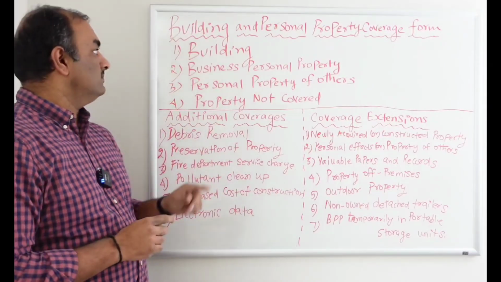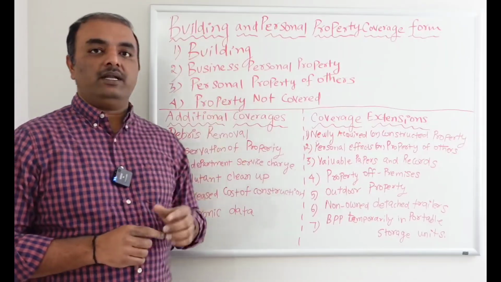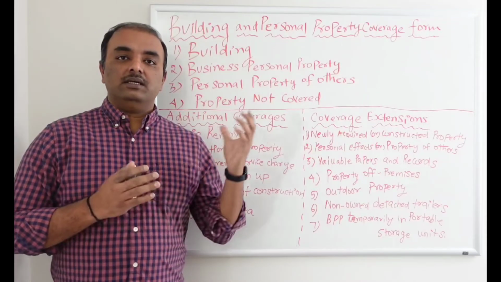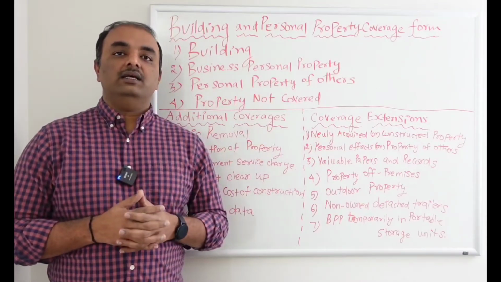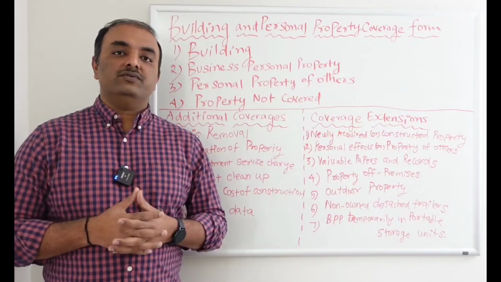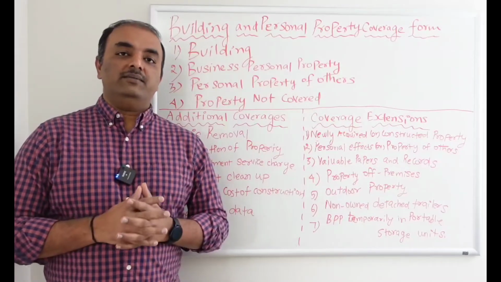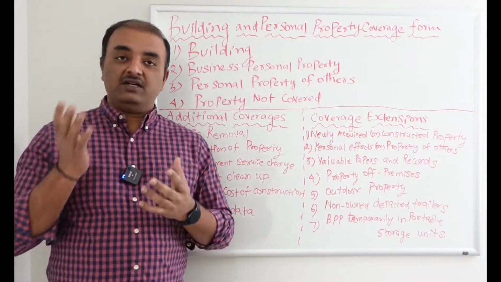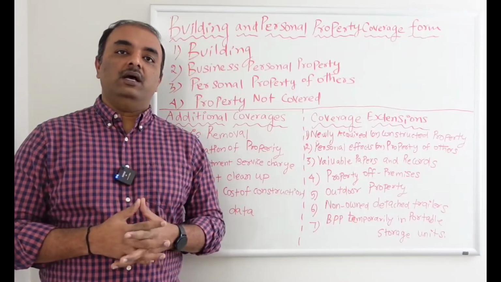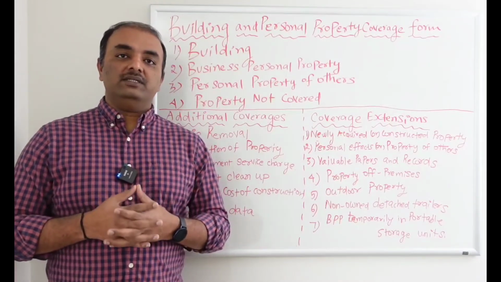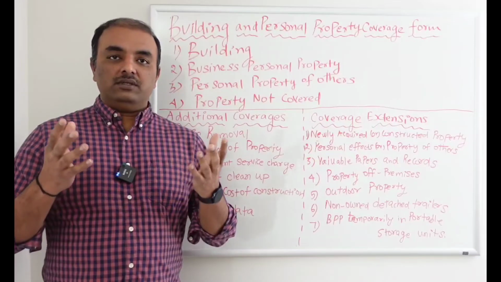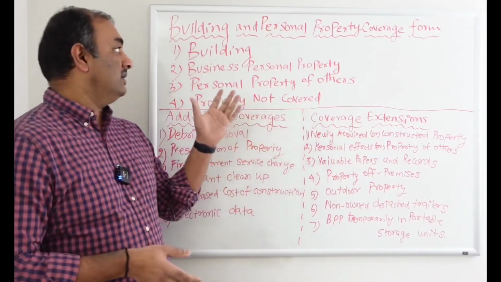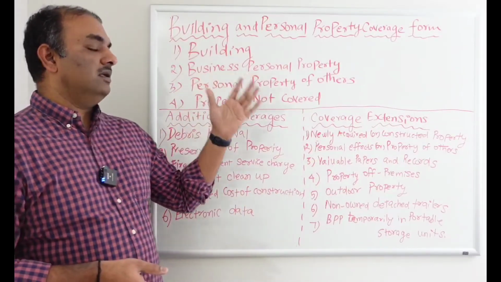The next one is business personal property. This is the section where we will cover any personal property that we use for our business. Say if I am using a Xerox machine or my computers, or anything that I use for my business, that is used as personal property, we'll cover that under business personal property.